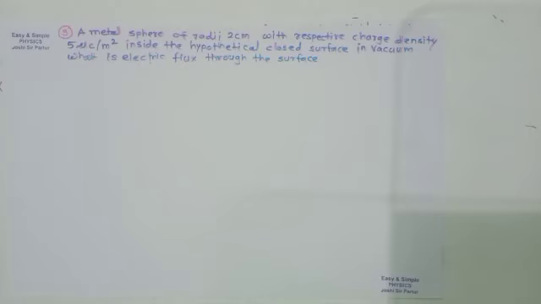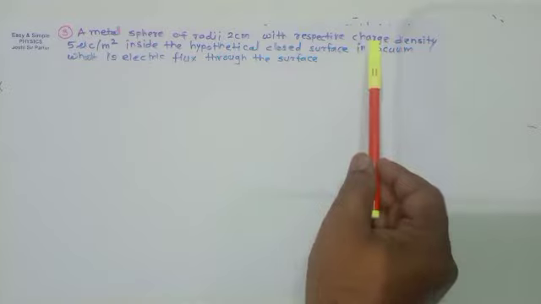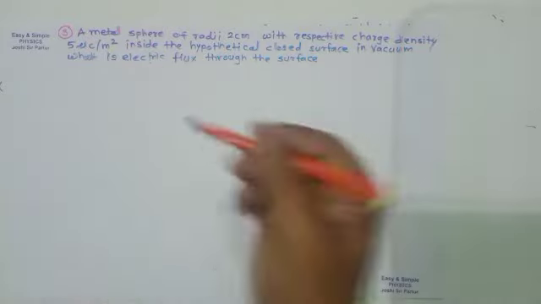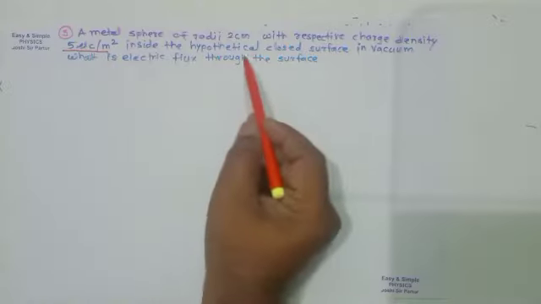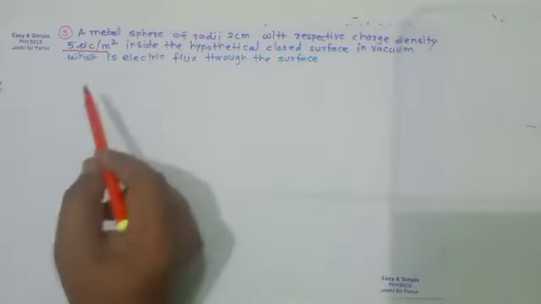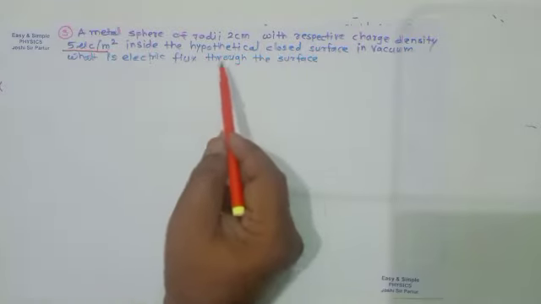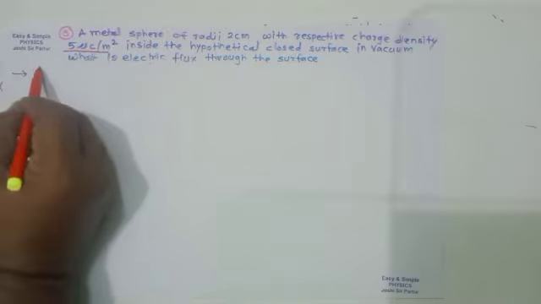Again, another example is given: a metal sphere of radius 2 cm with surface charge density 5 microcoulomb per meter square inside a hypothetical closed surface in vacuum. What is the electric flux through the surface? So we can write the data.